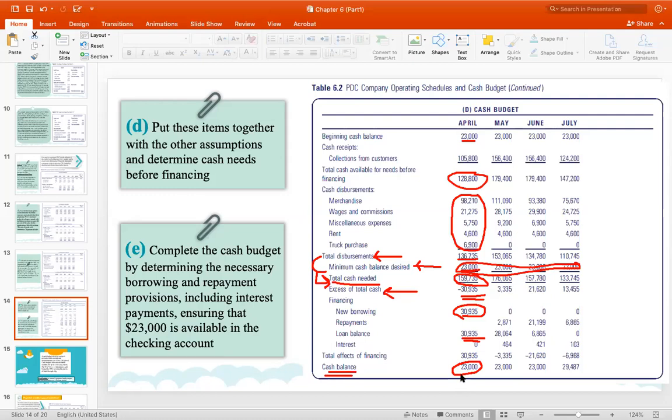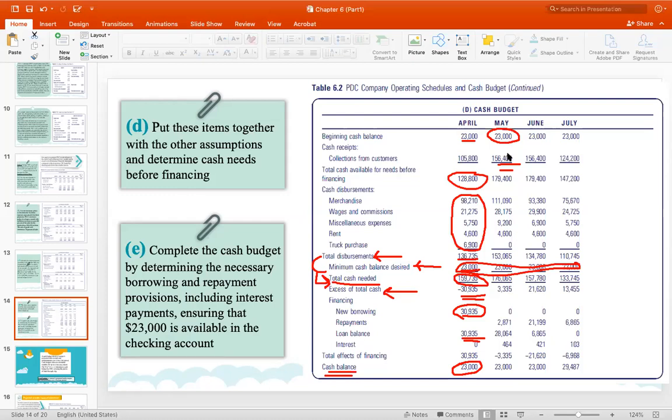Now we will do the same thing for the months of May, June, and July. So for May, we have here the collections from customers. Then we'll add the cash balance by the end of April, which is the cash balance at the beginning of May. So we moved from the end of April to the beginning of May.